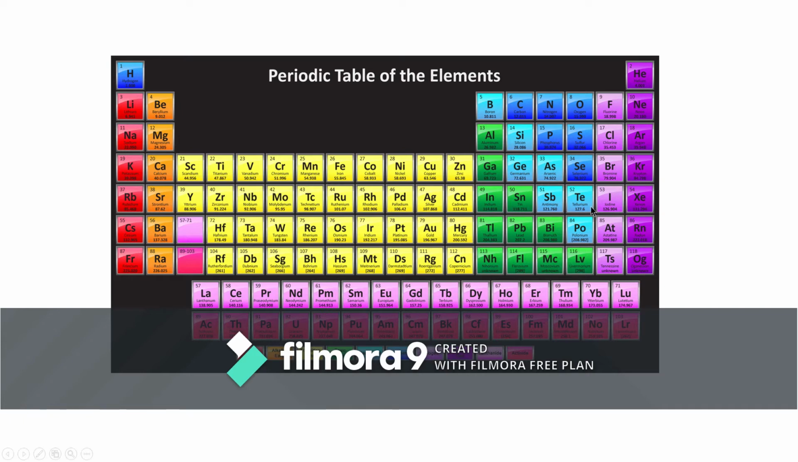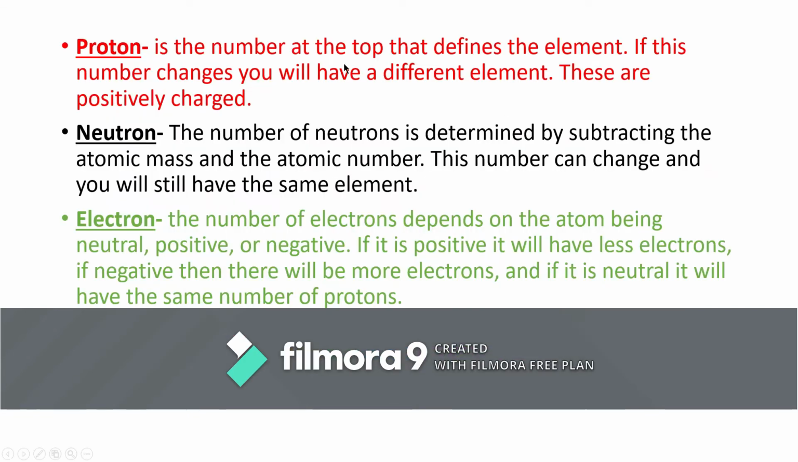So for example, right here we have the carbon atom, which has an atomic number of 6, which actually determines the number of protons the atom will have. So a proton is basically the thing that defines the element. So if you have 6 protons, you will have a carbon atom. If you have 7 protons, you will have a nitrogen atom.